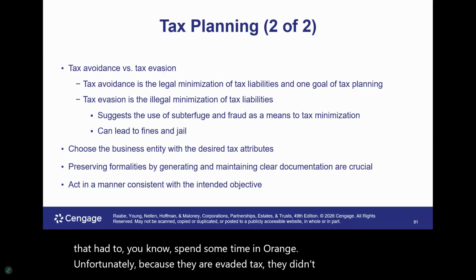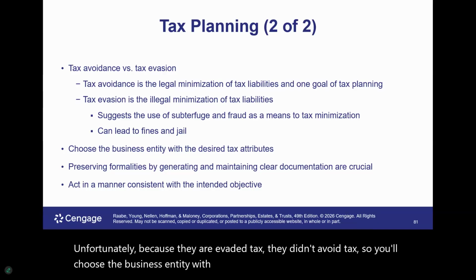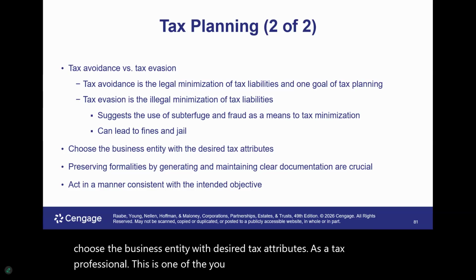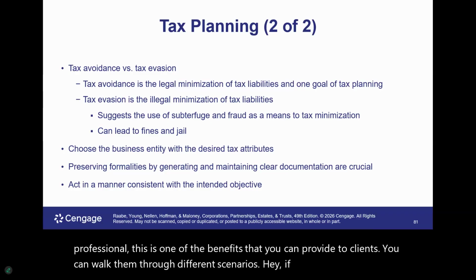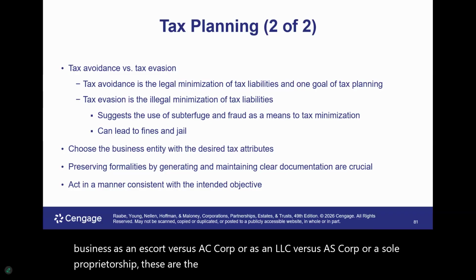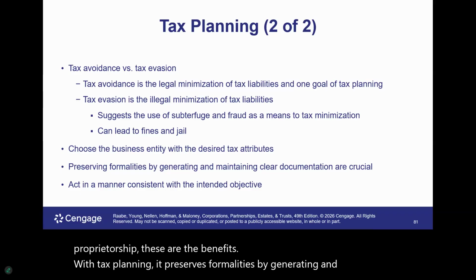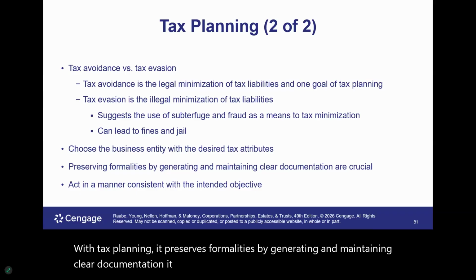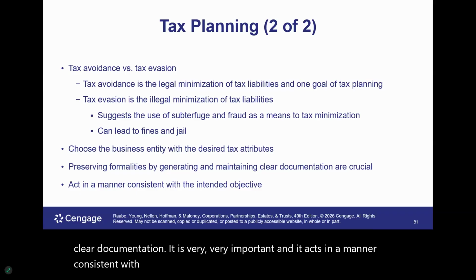So you'll choose the business entity with desired tax attributes as a tax professional. This is one of the benefits that you can provide to clients. You can walk them through different scenarios. Hey, if you structure your business as an S corp versus a C corp, or as an LLC versus an S corp or a sole proprietorship, these are the benefits. Tax planning preserves formalities by generating and maintaining clear documentation. It is very, very important, and it acts in a manner consistent with the intended objective.